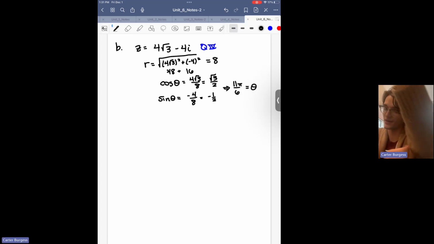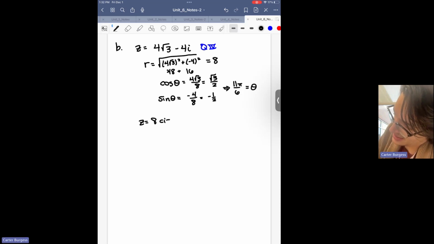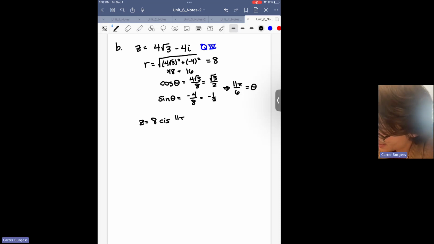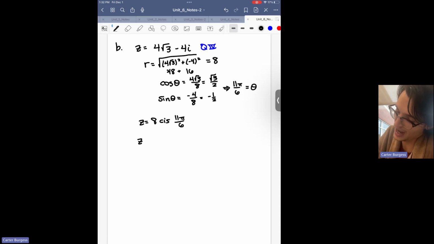So we have our r, we have our theta. Z is equal to 8 CIS of 11 pi over 6. If we are taking the cube root, how many solutions are we expecting? 3 solutions. And so how many additional solutions do I need for what I have here? 2 more. Let's add 2 pi to this theta twice.